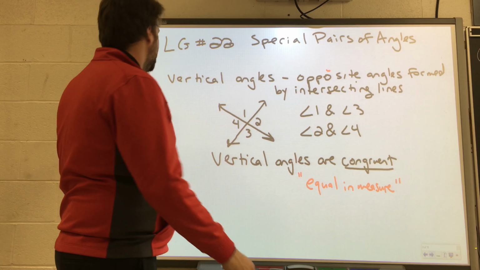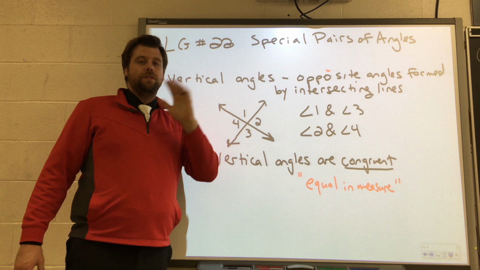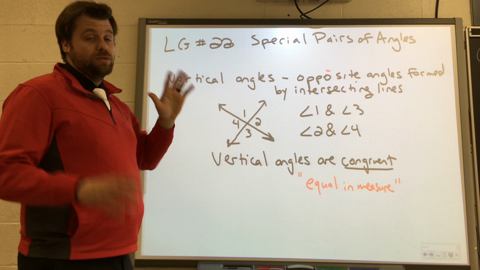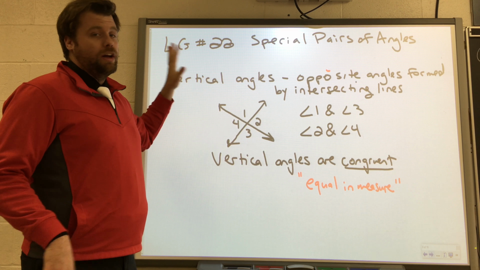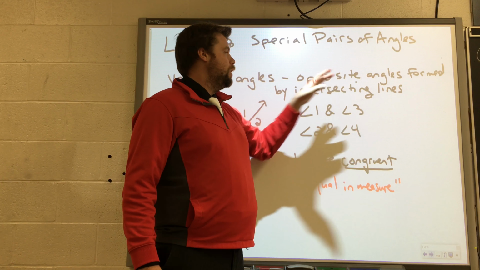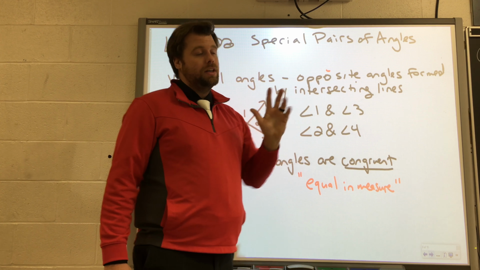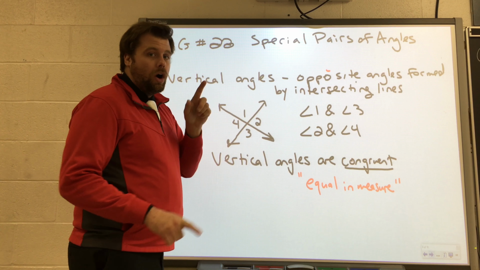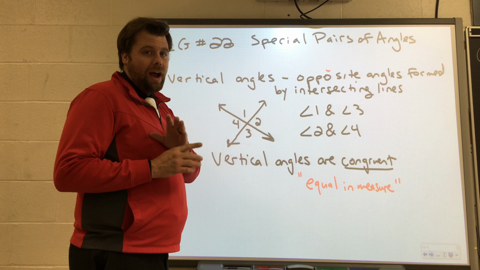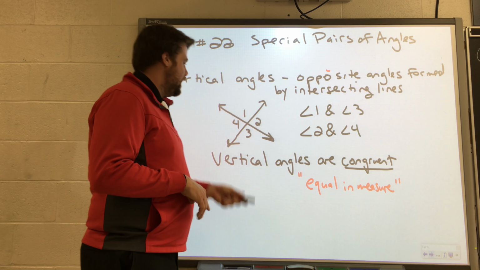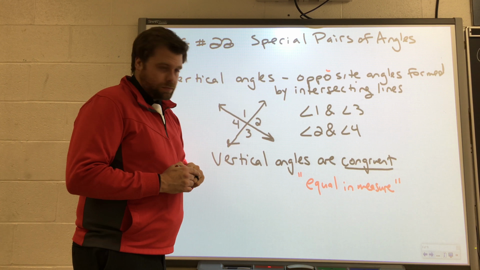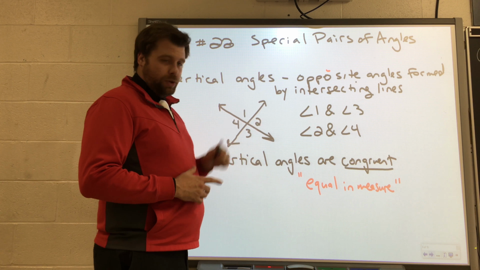The first type of special pairs of angles we're going to talk about are vertical angles. Vertical angles are opposite angles formed by intersecting lines. They are angles that are basically across from each other when you have intersecting lines. For example, angle 1 and angle 3, and angle 4 and angle 2.